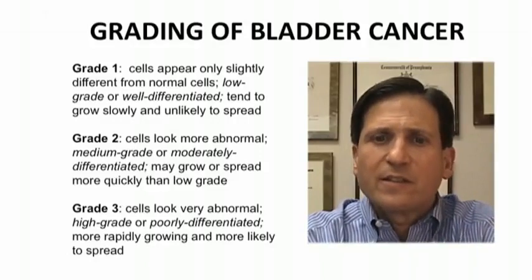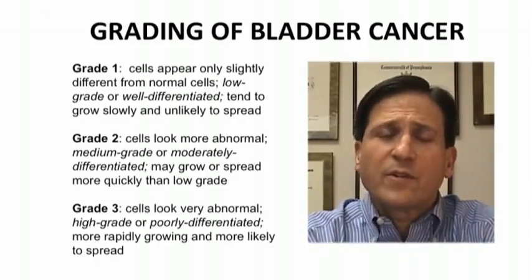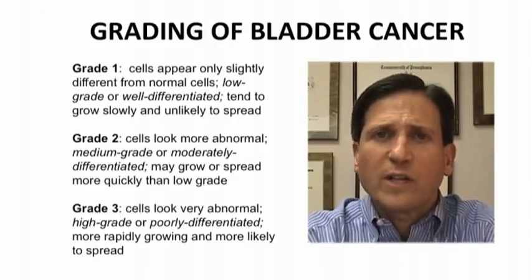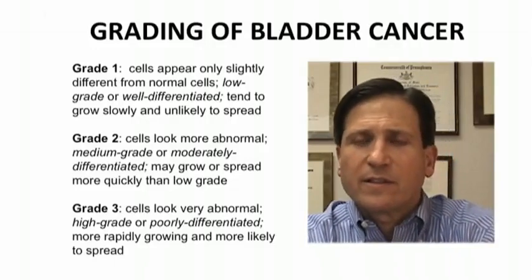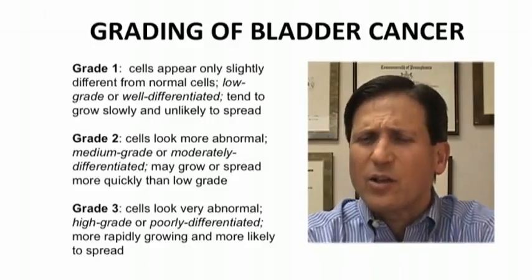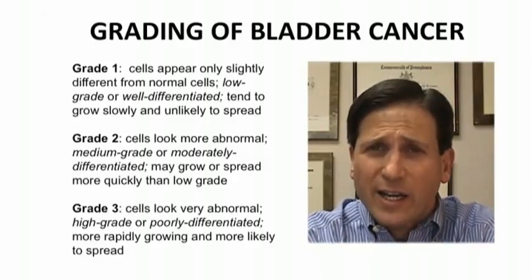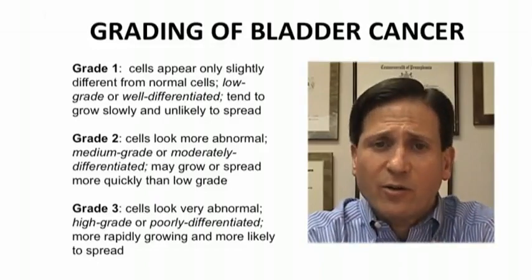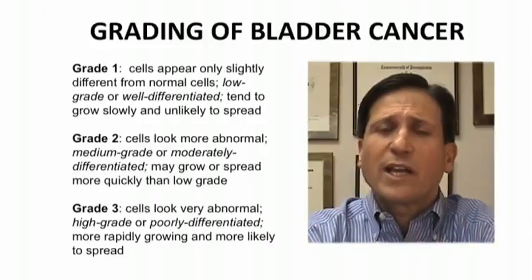Grade 2 cells, the cells look more abnormal. They're known as medium grade or moderately differentiated, and they may grow or spread more quickly than the low-grade tumors. And finally, grade 3 cells look very abnormal under the microscope. They're high-grade, they're poorly differentiated, and they're, in general, more rapidly growing and more likely to spread.